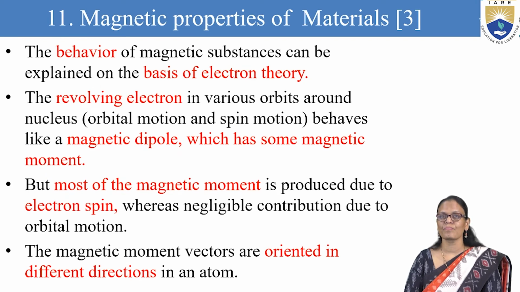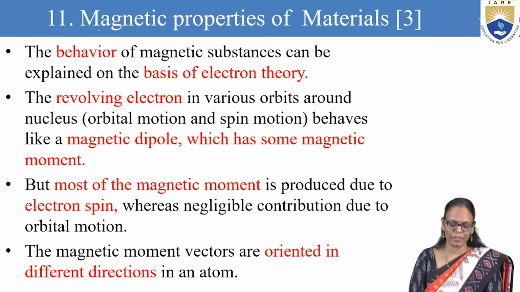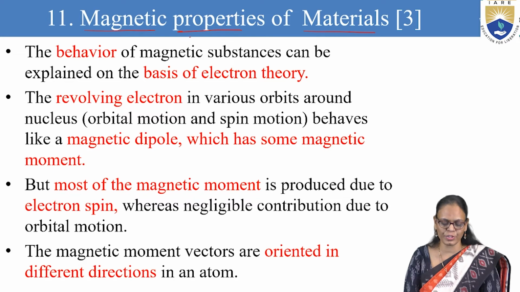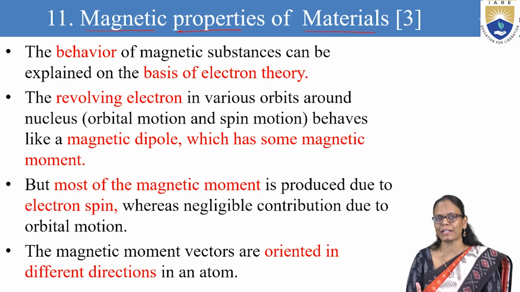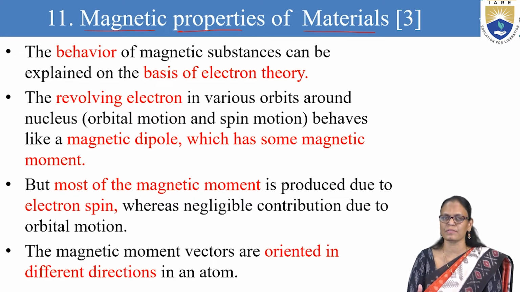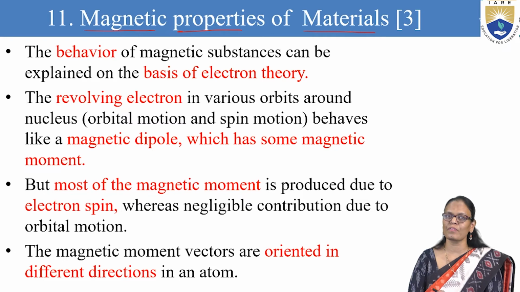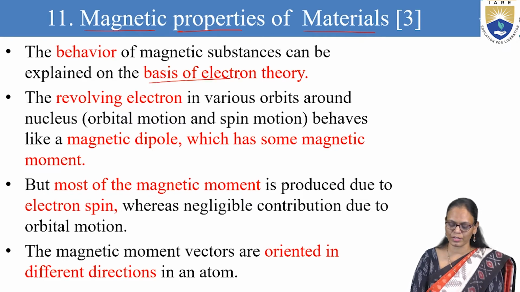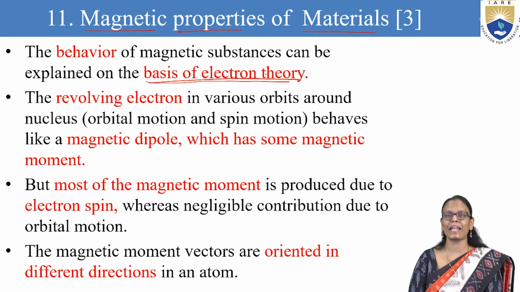Next, coming to explain the behavior or the magnetic properties of materials. What is the magnetic property due to? Whenever we take a magnetic material, it exhibits magnetic properties. But what is the reason for this magnetic property? The magnetic properties or the behavior of magnetic substances can always be explained based on electron theory. What is electron theory?